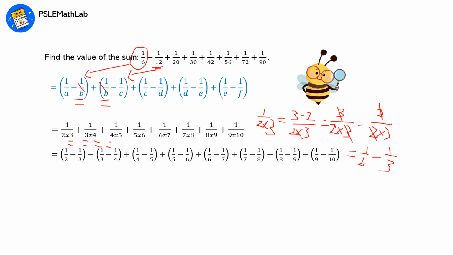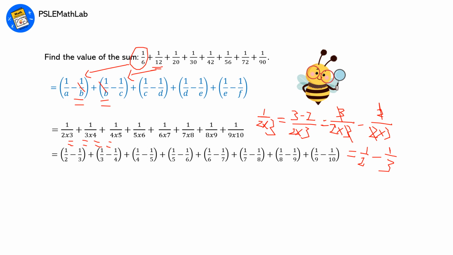Similarly, 1 divided by 3 times 4 can be written as 1 divided by 3 minus 1 divided by 4. It is because the difference between the two terms is constant, which is 1, and the numerator is also 1. That's why, and also the common denominator between two adjacent numbers is always the multiplication of these two adjacent numbers. That's why we can write 1 divided by 2 times 3 equals 1 half minus 1 third. 1 divided by 3 times 4 equals 1 third minus 1 fourth, and so on and so forth. And here we can see we fit into the pattern.